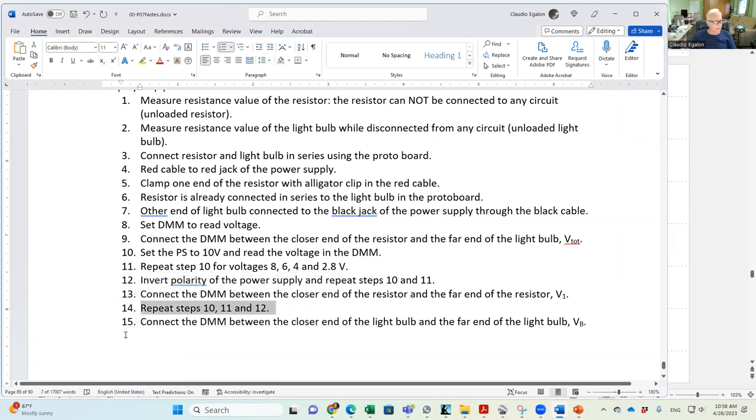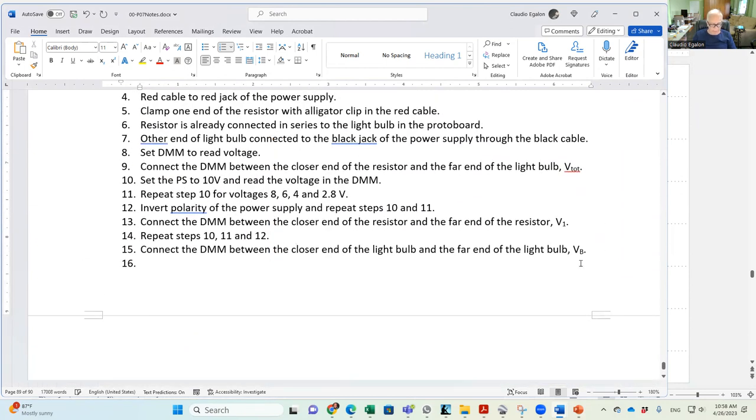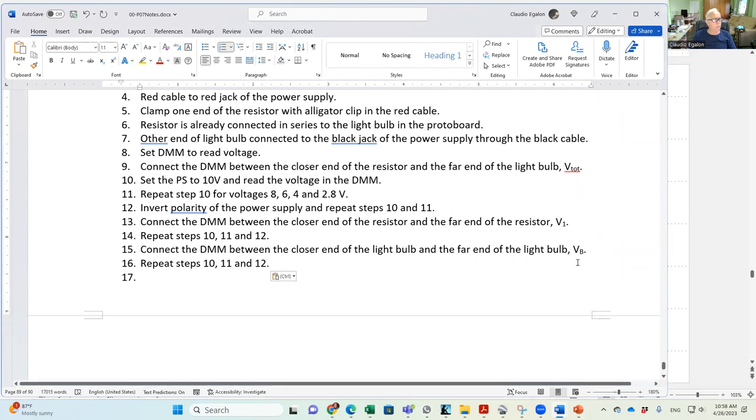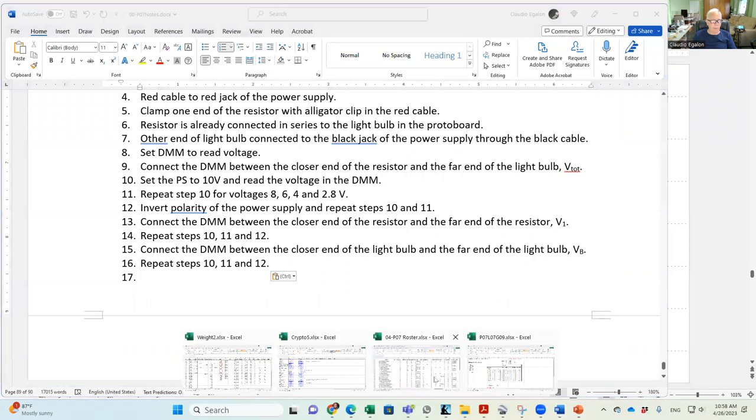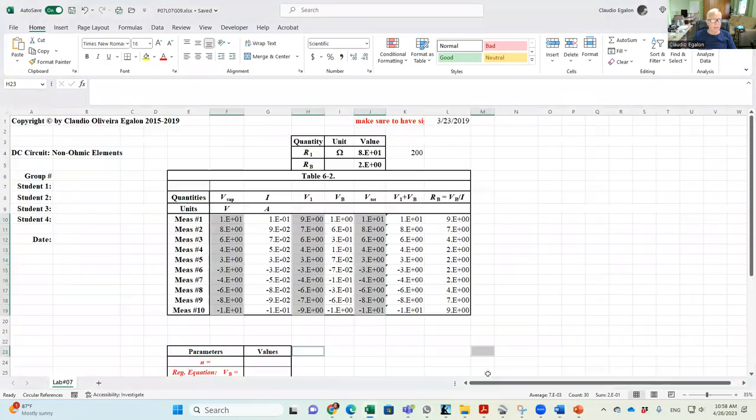And then you're going to repeat steps 10, 11, and 12. When you repeat steps 10, 11, and 12, you end up getting this one here. We came up with 3 measurements. Now we need our 4th set of measurements. So in terms of measurements, we are 75% done here, roughly.